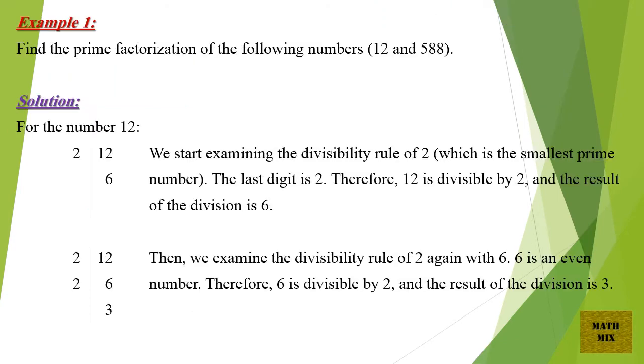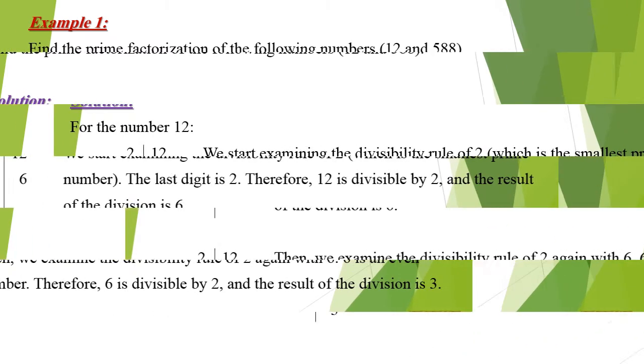Example 1. Find the prime factorization of the following numbers, 12 and 588. Solution. For the number 12, we start examining the divisibility rule of 2, which is the smallest prime number. The last digit is 2. Therefore, 12 is divisible by 2, and the result of the division is 6. Then, we examine the divisibility rule of 2 again with 6. 6 is an even number. Therefore, 6 is divisible by 2, and the result of the division is 3.